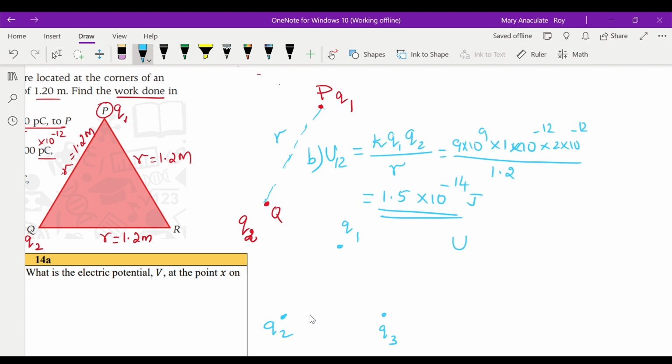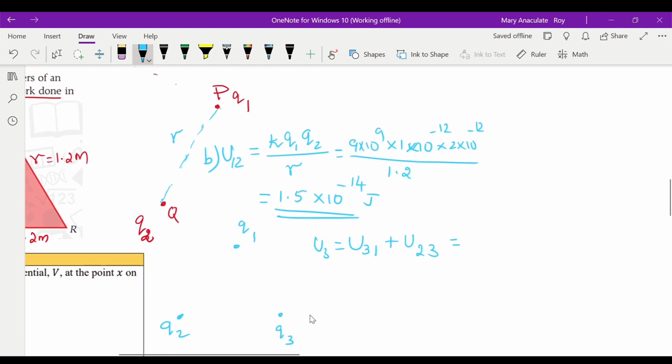So what would be the energy? U31 has to be calculated, and U32 also has to be calculated. That'll be the energy to bring in Q3 into this position. As I explained before, you have to do work against charge Q1 and against charge Q2. So if you substitute the values, K Q3 Q1 over the distance between them, R31, plus K Q2 Q3 over R23.